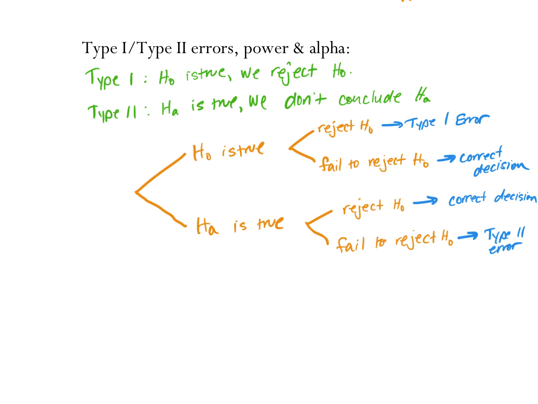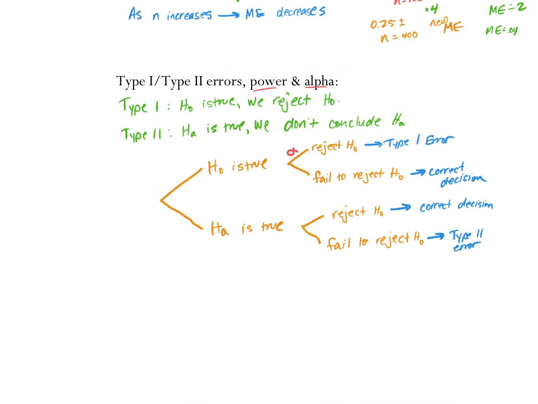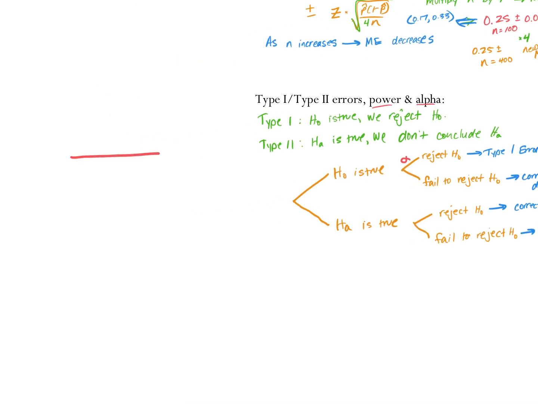All right, now, how does power and alpha connect in? Okay, so I'm going to start with alpha. Alpha ends up being the probability I make a type 1 error. So like here is alpha. And to think through that, let's go back to this picture.